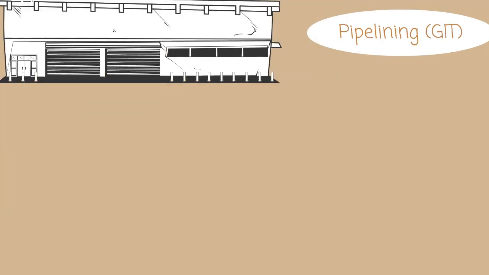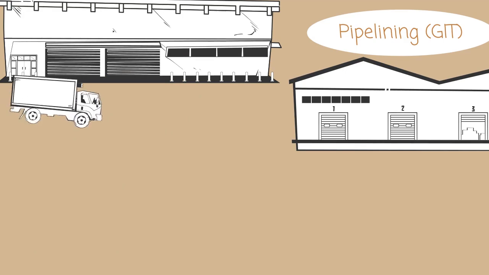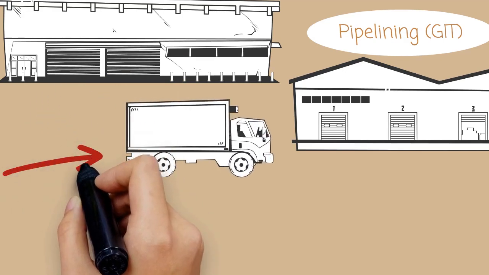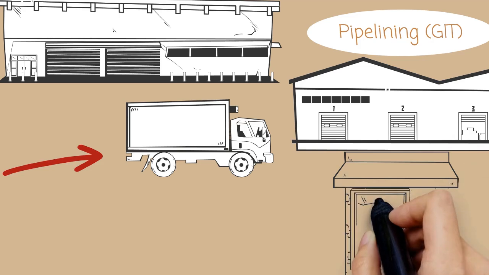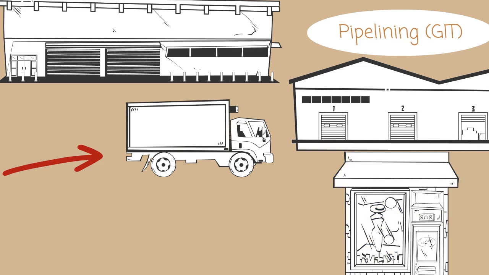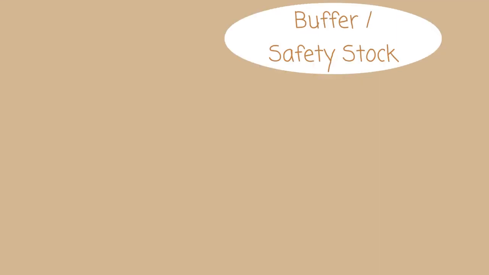When inventory has been moved between distribution centers, it cannot be sold. This pipeline inventory is also known as goods in transit, and a business must plan the amount of time it takes to move inventory between distribution centers.